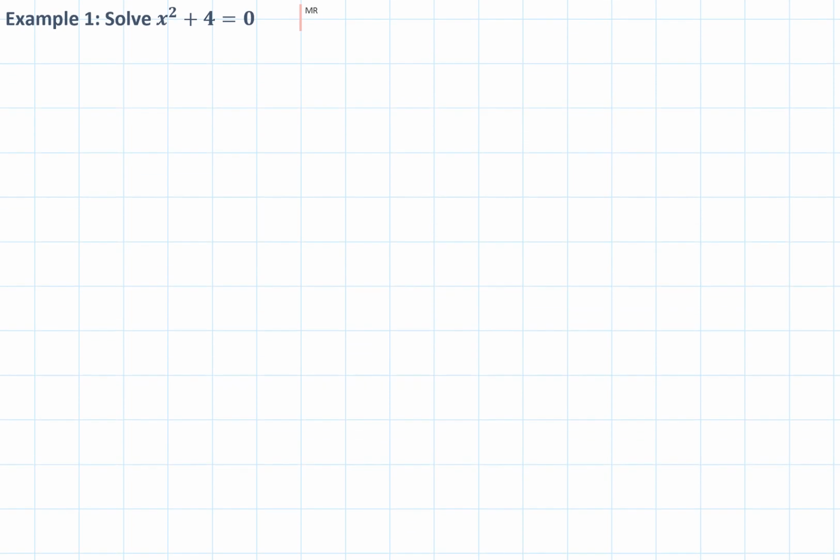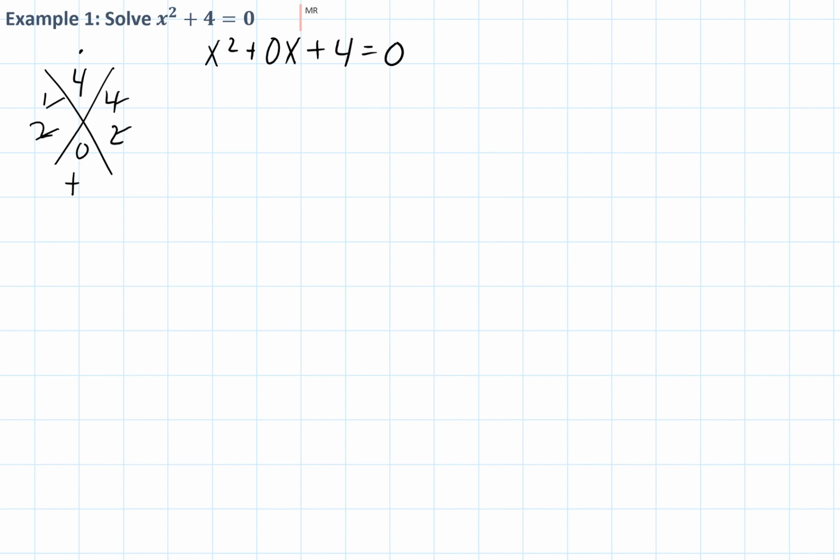Our first example, we're solving an equation, x squared plus 4 equals 0. We learned a couple days ago it's usually faster to factor if it's possible. So let's think, are there any numbers that multiply to 4? Well, this is x squared plus 0x plus 4 equals 0, so you'd want them to add up to 0. Well, the factors of 4 aren't going to add up to 0, so it can't be factored. Let's use the quadratic formula.